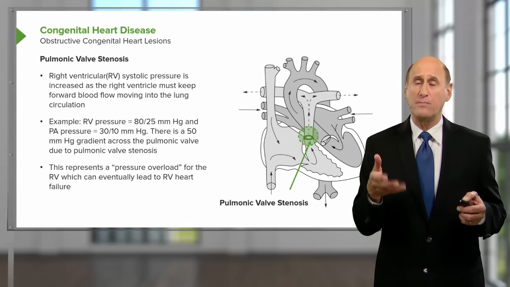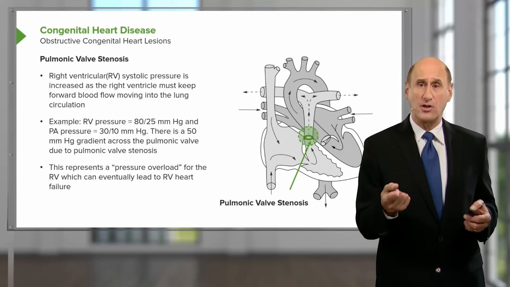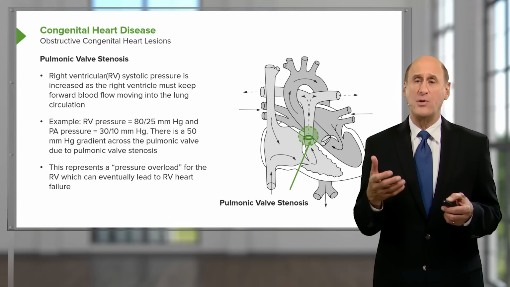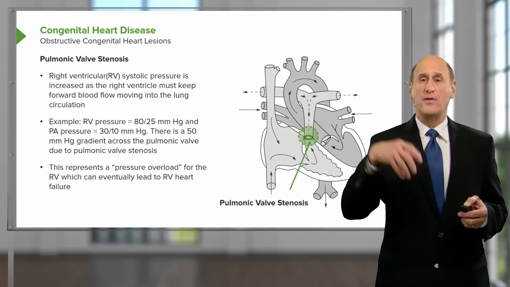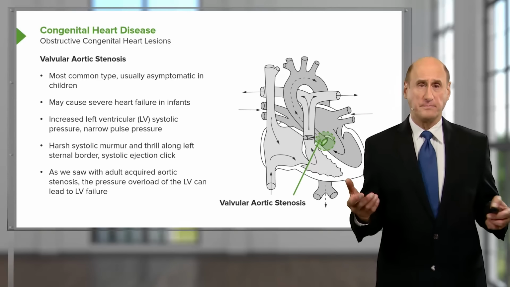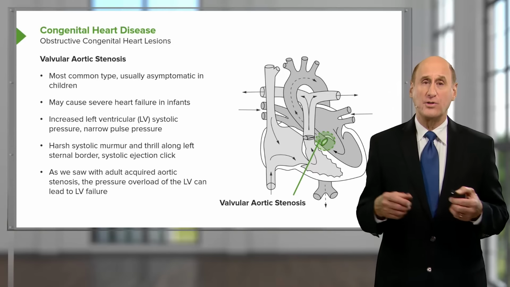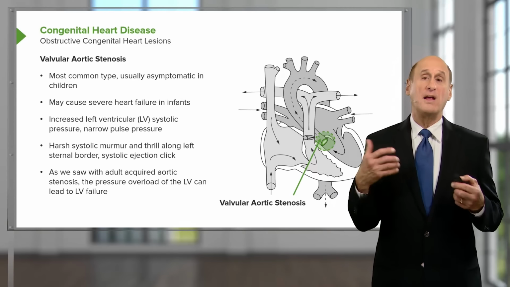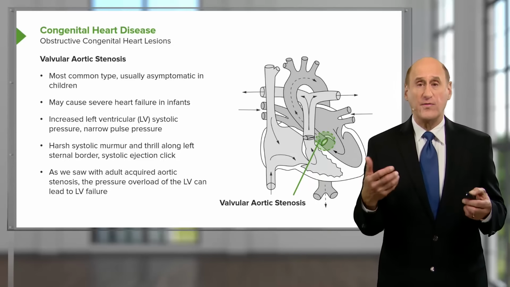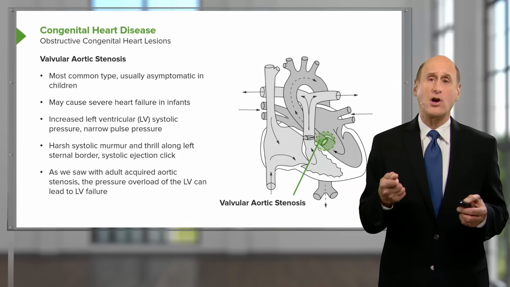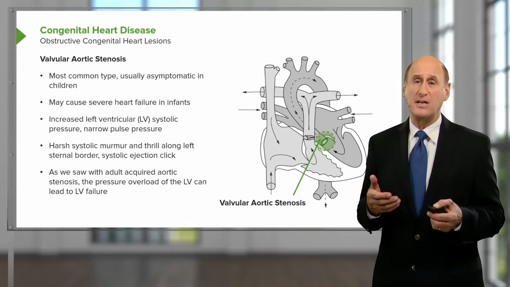You have turbulence during systole, during the contraction of the right ventricle, and you hear shoo, shoo, shoo, shoo over the pulmonic valve. Aortic stenosis, similarly, is a lesion that affects the left ventricle. Left ventricle also hypertrophies, gets thicker because it has to push harder to get the blood out into the aorta.